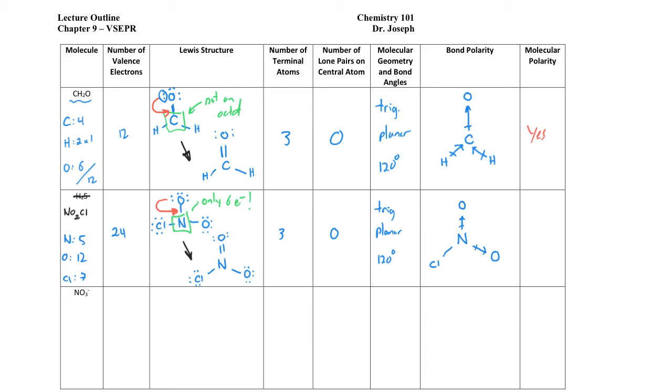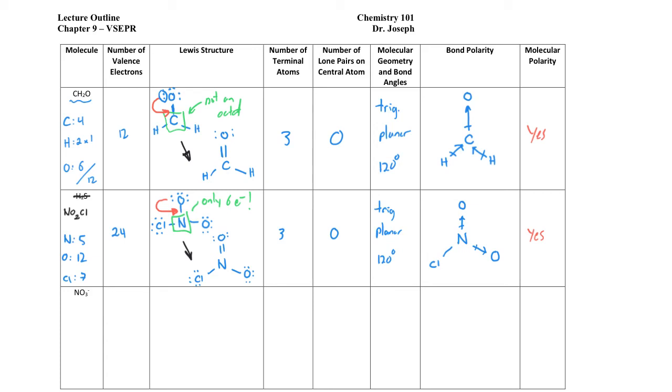Now our last stage is to determine the molecular polarity. Right, so we're going to look at the fact that we have two different terminal atoms here. We have a chlorine atom and an oxygen atom on nitrogen. So that makes the molecule polar, so we'll say yes. Even though we don't have any lone pairs on nitrogen, it's still a polar molecule. Okay, let's go on to the next example, which is nitrate.